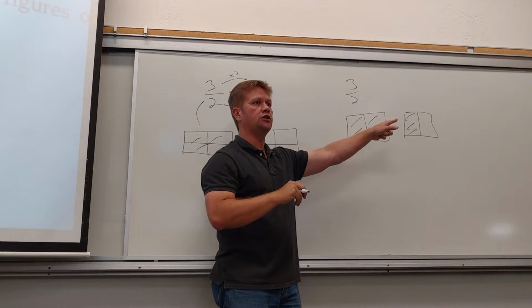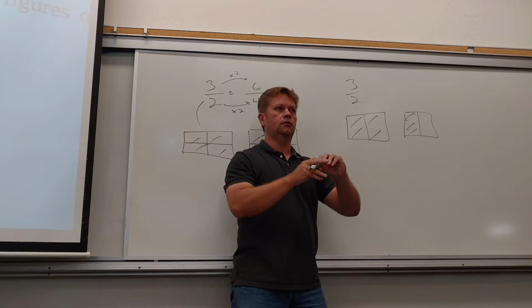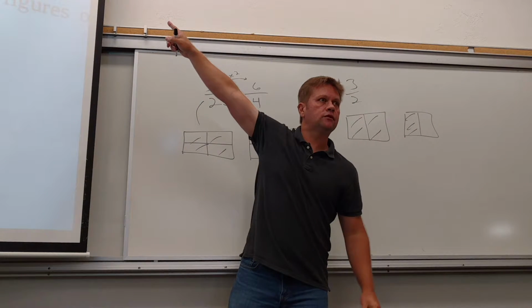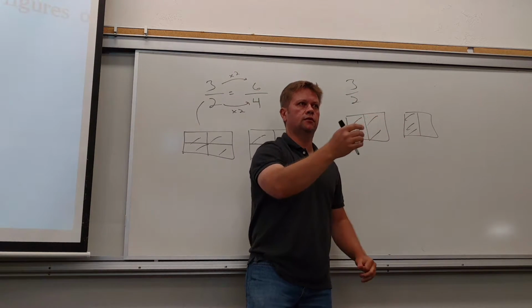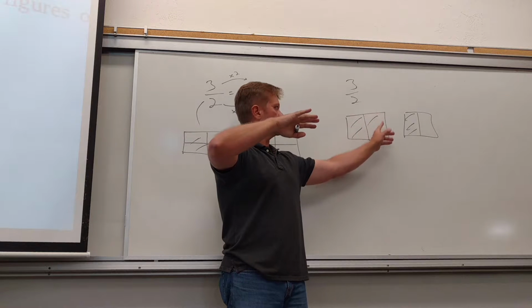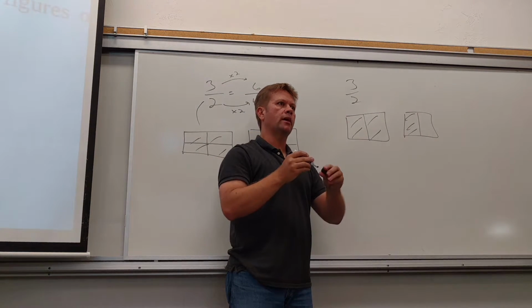All right, because this is half. So how many halves have I shaded? 1, 2, 3 of them. So that's 3/2. So 3/2 is what we're working with, and we're trying to convert it into some amount of fourths. That's what this is asking me. So I have 3/2. That's what 3/2 looks like. Now, how do I make it into some amount of fourths?